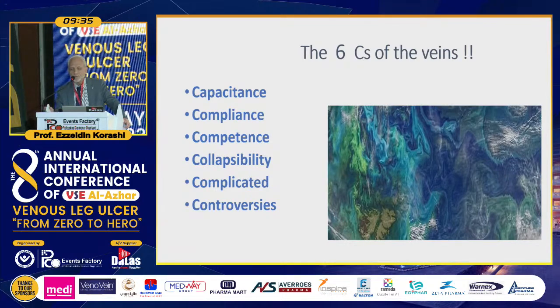The 6 C's of the veins are capacitance, compliance, competence, coagulability, and complicated. I mean, the hemodynamics are much more complicated than the arterial ones. Controversies, of course, because there are many things in the hemodynamics that are not well agreed upon by all workers.